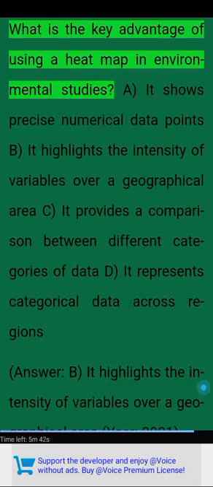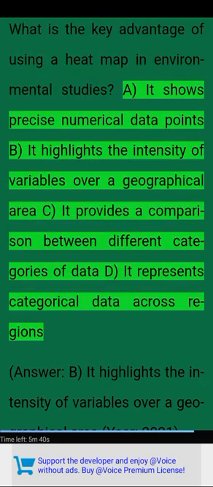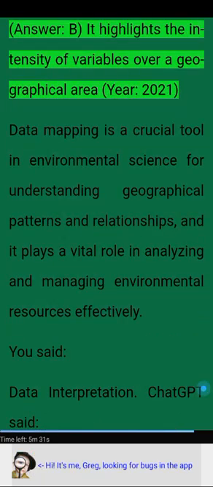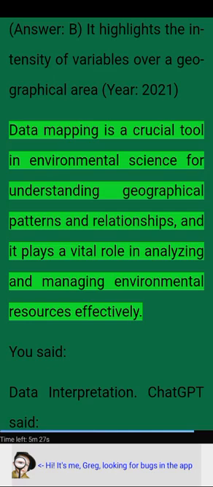Year, 2019. What is the key advantage of using a heat map in environmental studies? A. It shows precise numerical data points. B. It highlights the intensity of variables over a geographical area. C. It provides a comparison between different categories of data. D. It represents categorical data across regions. Answer: B. It highlights the intensity of variables over a geographical area. Year, 2021. Data mapping is a crucial tool in environmental science for understanding geographical patterns and relationships, and it plays a vital role in analyzing and managing environmental resources effectively.